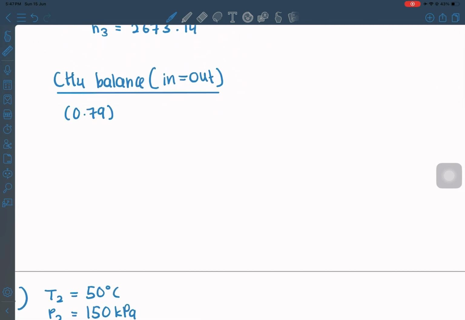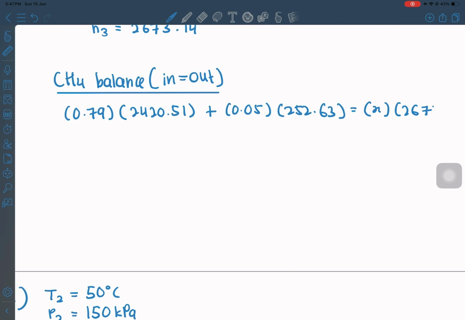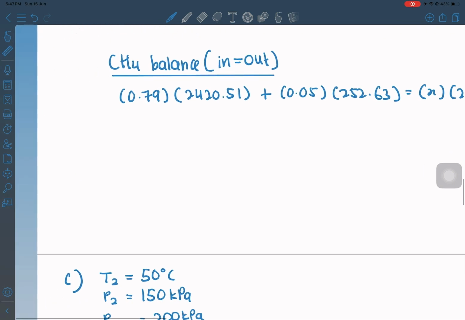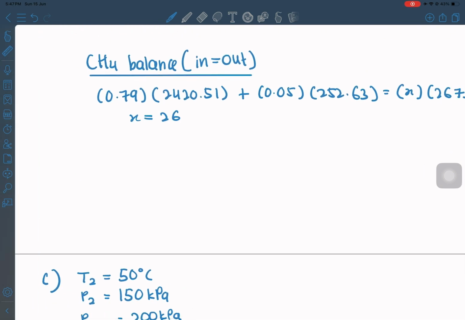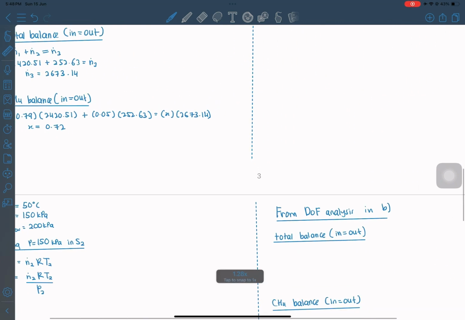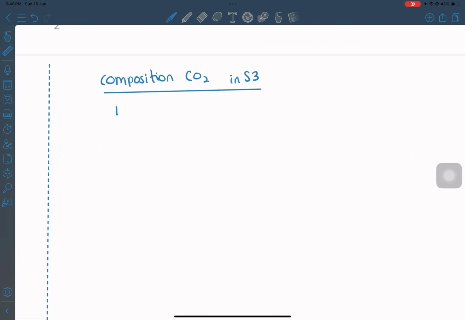Next, the CH4 balance, in equals out: 0.79 times 2420.51 plus 0.05 times 252.63 equals 2673.14 times X, where X is the mole fraction of CH4 in stream 3. Then we get X equals 0.72 mol per mole of CH4. Next, the composition of CO2 in stream 3 is 1 minus the mole fraction of CH4, which is 0.72. Then we get the mole fraction of CO2 equals 0.28 or 28%.